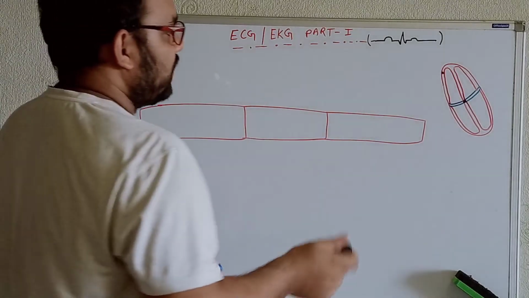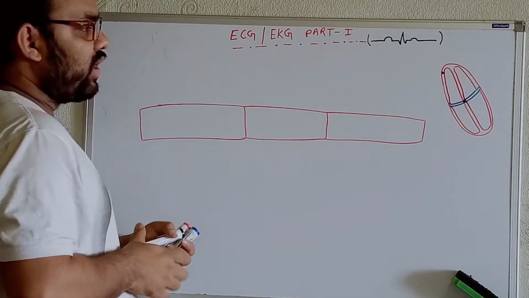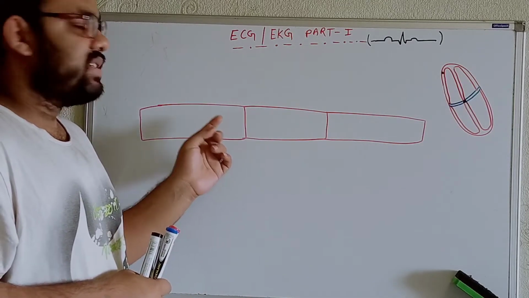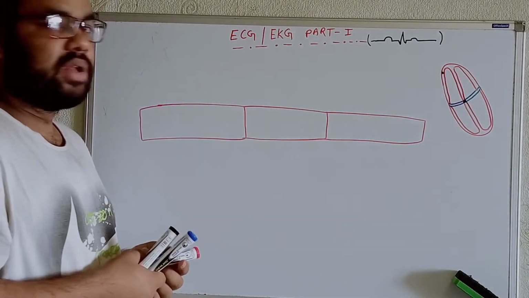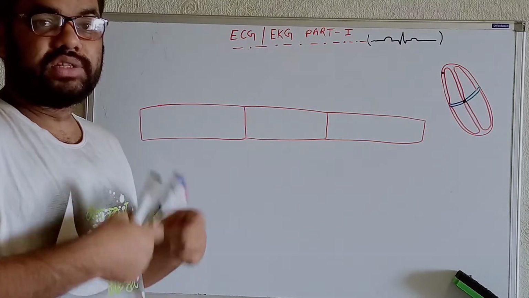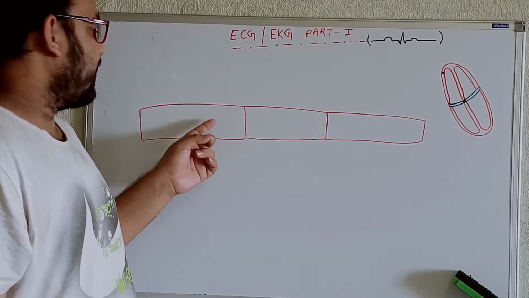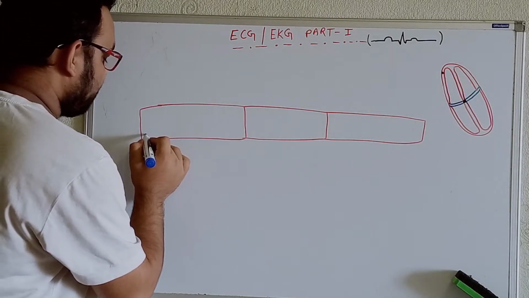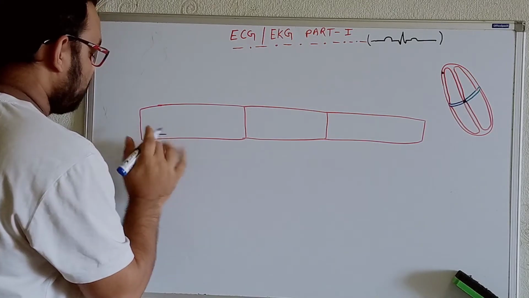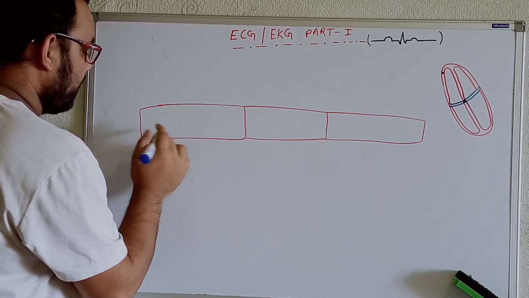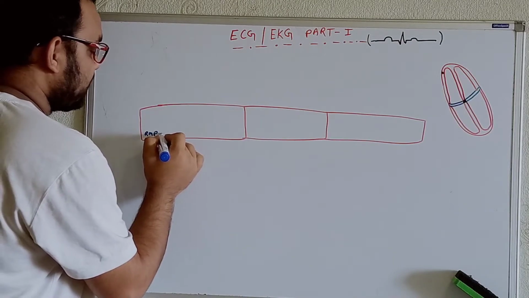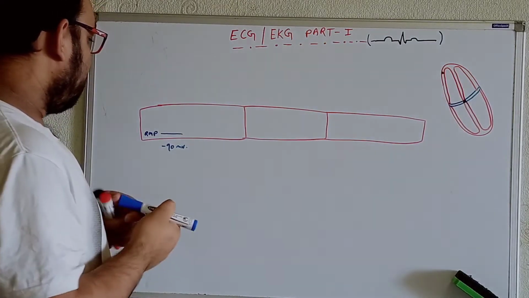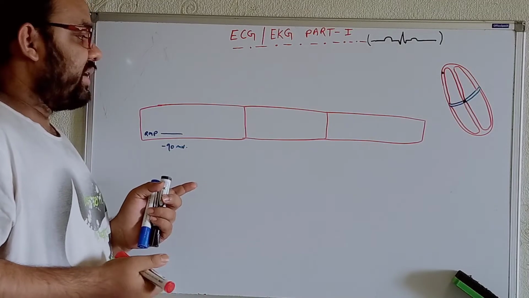Now, as I already explained before, whenever there is no electrical stimulation, at that time these cells will have the resting membrane potential. Under resting conditions, where there is no activity and no stimulus, these cells have the resting membrane potential. I'm just taking the resting membrane potential for these cells as minus 90 millivolts. Now there is no electrical activity in the heart.